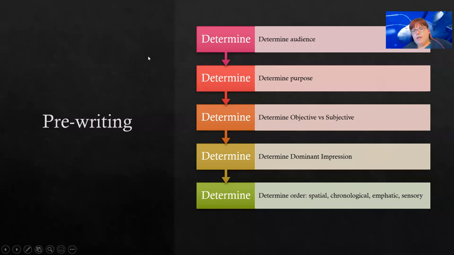So that's part of our pre-writing. The first thing we need to do is figure out who our audience is going to be. And then we have to figure out what our purpose is going to be. If our purpose is to describe something to recommend it, we're probably going to want to use more positive language if we're saying that we really liked it. If we're trying to give an honest review of something, we might use mixed language.